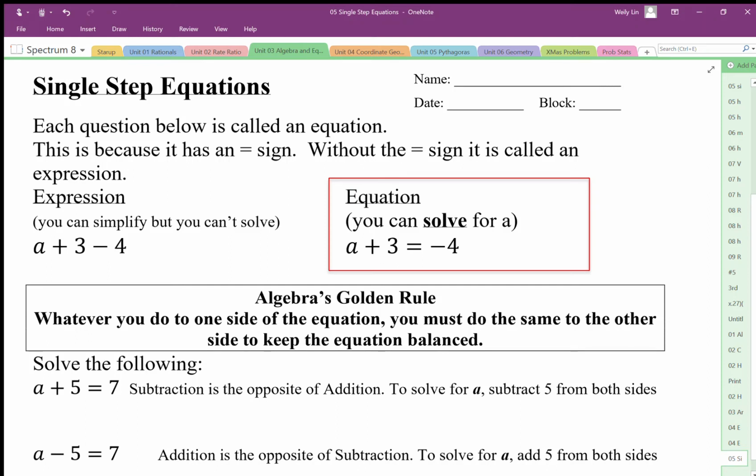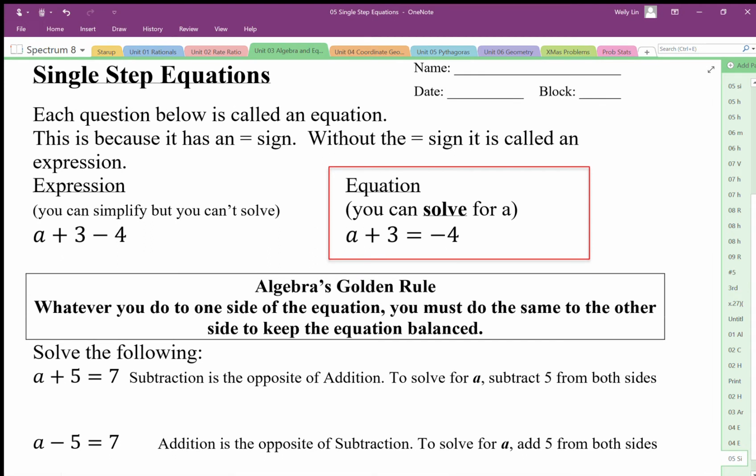So single-step equations are when we solve equations with one step. It's really important to understand when you have an equation that you can solve versus having an expression that you can't solve. For example, here a plus 3 minus 4, that's an expression you just can't solve. You can simplify this, you can combine like terms, but you can't actually solve it.